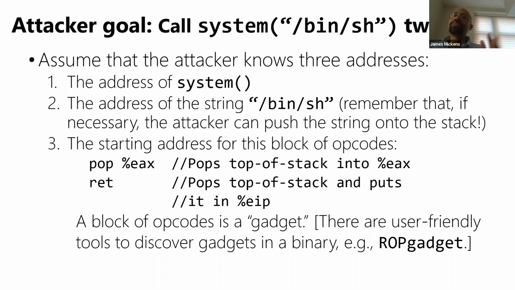Okay, but let's assume that the attacker knows these three addresses: the address of the system libc call, the address of the string /bin/sh, and then the starting address for what's known as a pop gadget. So we pop something into some register, then we return.